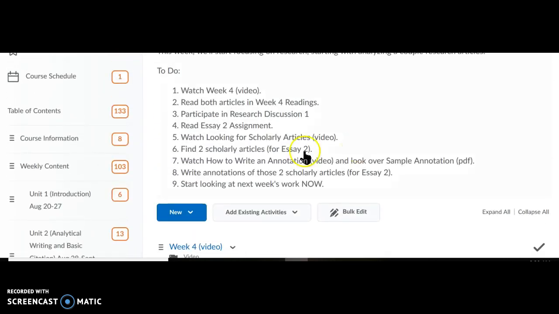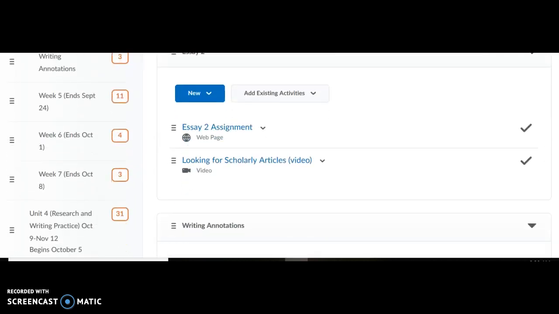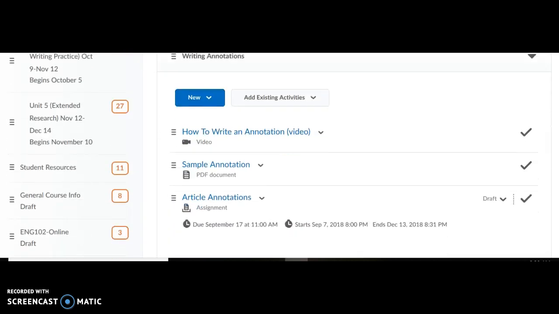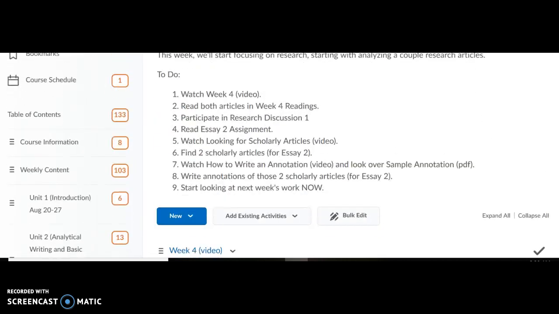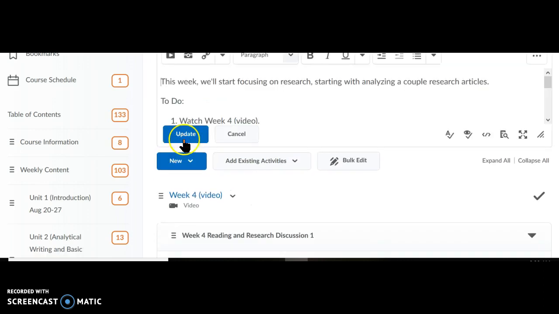Then we're going to move on. I want you to read the Essay 2 assignment. I will go into some detail there in just a second. Then watch the video on looking for scholarly articles. We'll see that right there. And then finally, watch the video on how to write an annotation, check out the sample annotation, and write annotations of 2 articles, okay? So you'll note right here, it says find 2 articles for Essay 2, and that is what you're going to end up writing your annotations on.